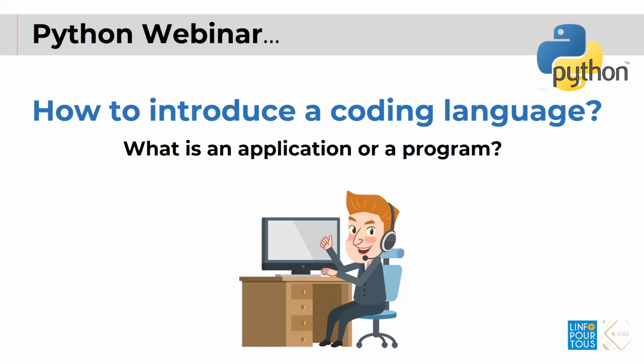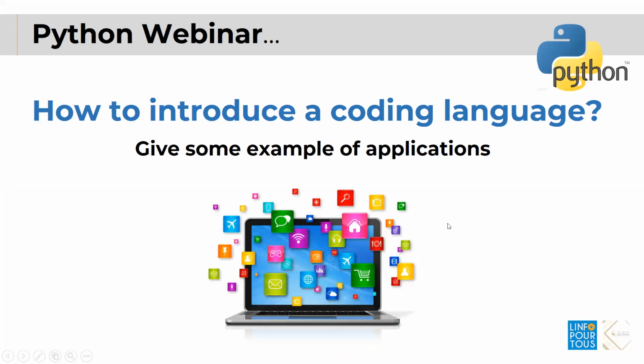So now we'll start with a new set of questions, and the main question you should ask your students in order to introduce a coding language is, what is an application or a program? And here you should wait for answers, and you have to give examples about what is an application. And the application, we all know that it's a program, a series of instructions that will perform a specific task. And after this question, you will ask your students to give some examples of applications.